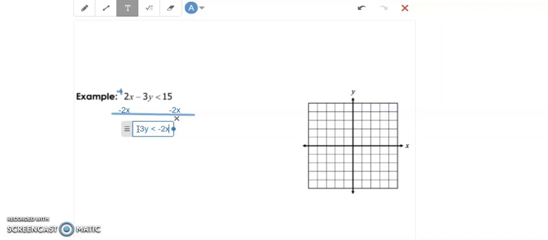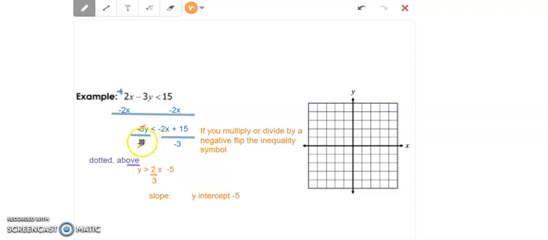I can't combine this because it's not a like term, so negative 2x plus 15, that's a positive 15, so it's plus 15. Alright, now I just need to go ahead and divide both sides by my coefficient. So I'm going to divide both sides by negative 3, and you guys can also draw this on your Desmos as well.